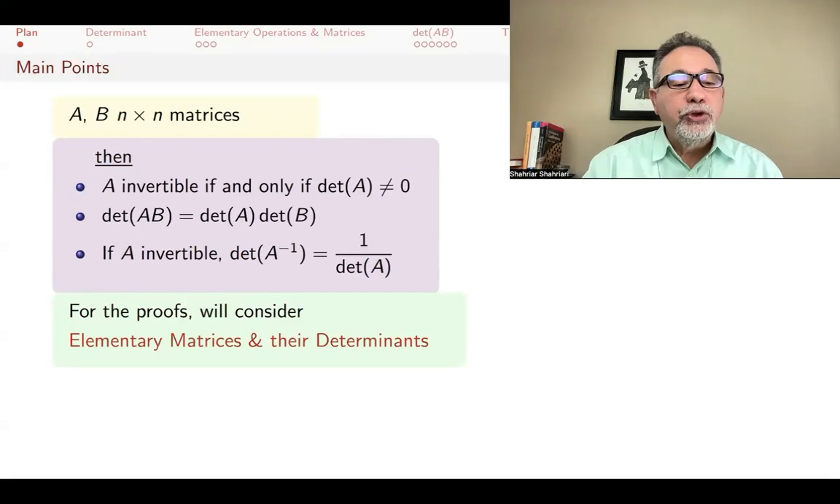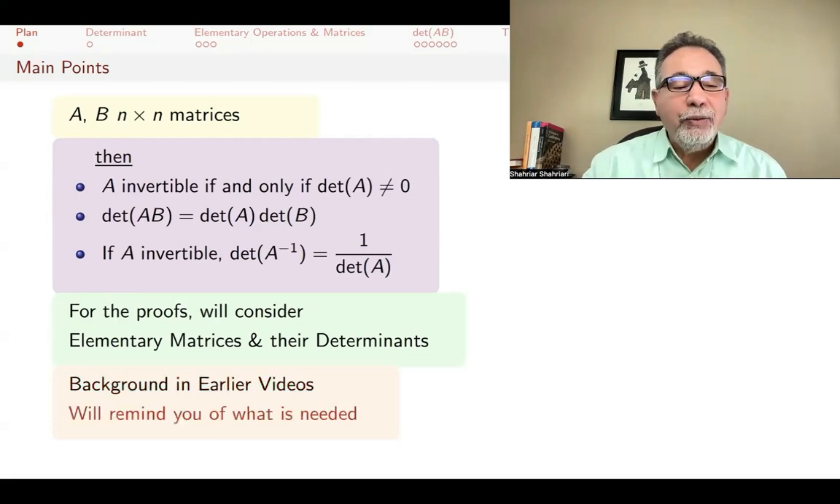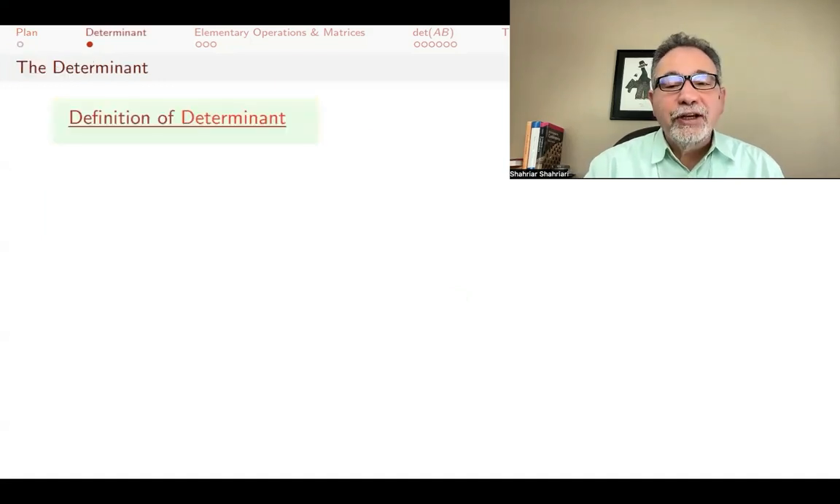For the proofs, we will use elementary matrices and their determinants. The background is in earlier videos. I have a video where I define determinants. I have another one where I show that the determinant is multilinear and alternating, and then a video where I show the effects of row operations on determinants. I will remind you of what is needed here, but to get a fuller picture, you should watch the earlier videos.